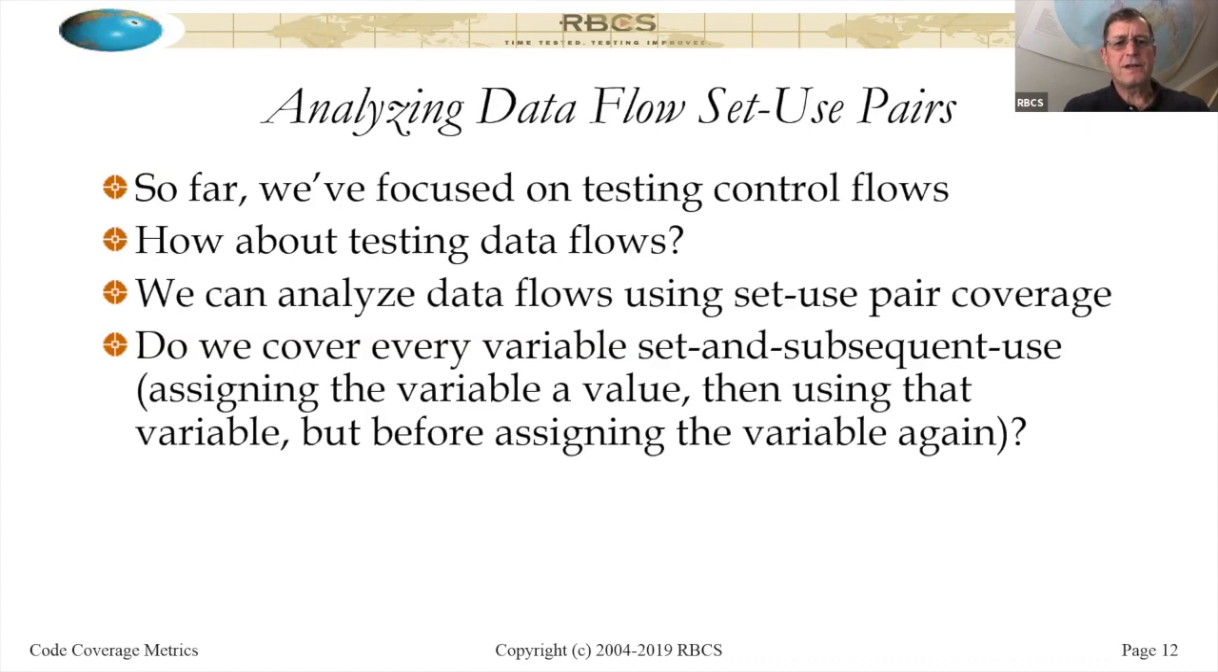So basically what a set use pair is saying is that for every variable, we want to identify places where that variable is set and then a subsequent place where that variable is used prior to being assigned a value again. The idea being that if something weird is going on with the data flow, by exercising all the set use pairs, we would be able to see bugs that would exist there.